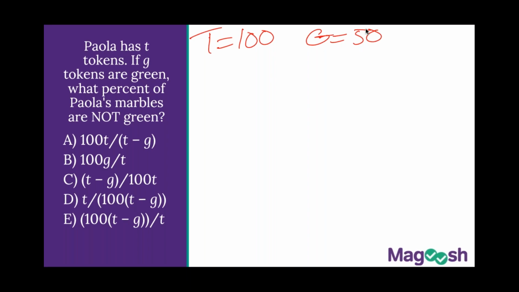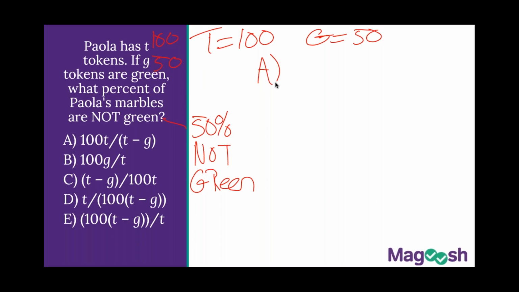Okay, so what does this story tell us then? So it's telling us that Paula has 100 tokens. If 50 tokens are green, what percent of Paula's marbles are not green? So using these smart numbers, that should be really easy for us. If 50% are green, then we should know 50% not green. And so all that means to us then is we're going to test our answer choices and try to figure out which one of these equals 50. We are looking for the answer that gives us 50%. And so let's go ahead and test these quickly.